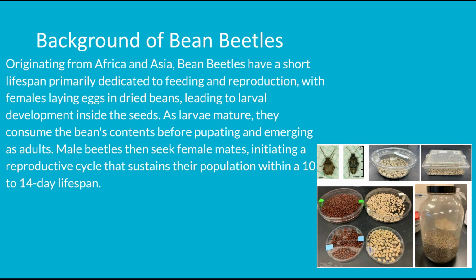Short background of bean beetles. Originating from Africa and Asia, bean beetles have a short lifespan, primarily dedicated to feeding and reproduction, with females laying eggs on dried beans, leading to larval development inside the seeds. As larvae mature, they consume the bean's contents before pupating and emerging as adults. Male beetles then seek female mates, initiating a reproductive cycle that sustains their population within a 10 to 14-day lifespan.